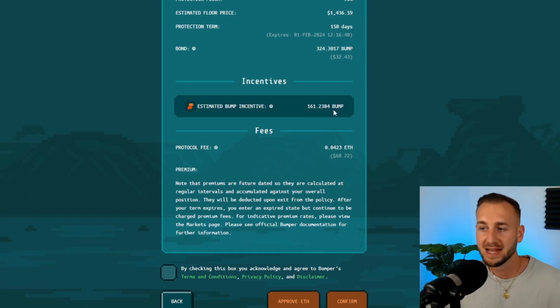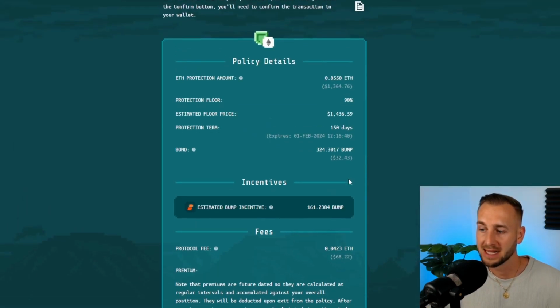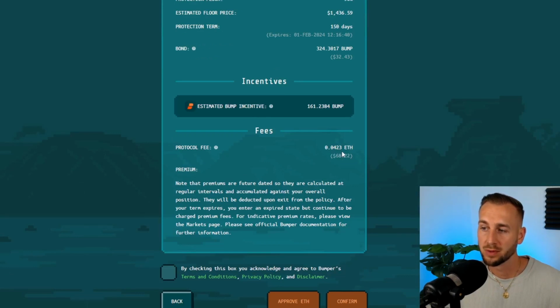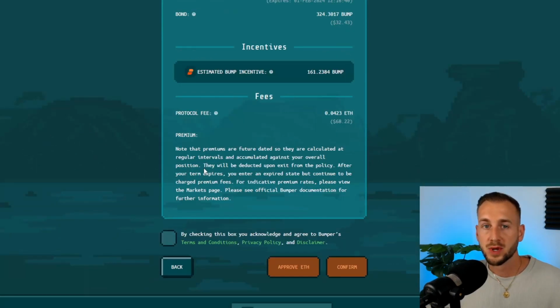And the protocol fee, as we saw earlier, tells you what it is in dollars, but it's taken in ETH from your actual total up here. That is 0.0423 of an ETH. There's also a note down here that the premiums are calculated at the end and thus deducted at the end of your policy. And these premiums are applied simultaneously to all protect positions, which is one of the main reasons why hedging here on Bumper is more price efficient than alternatives.